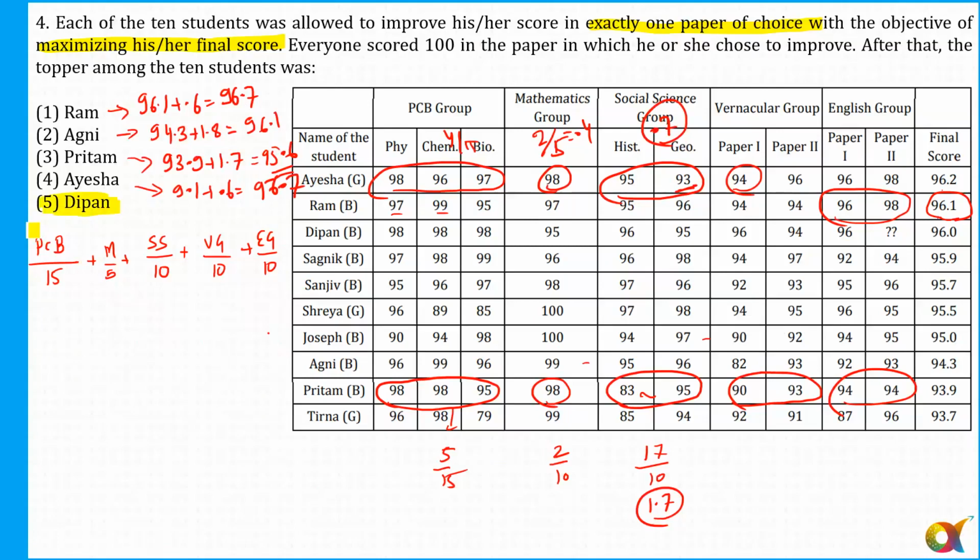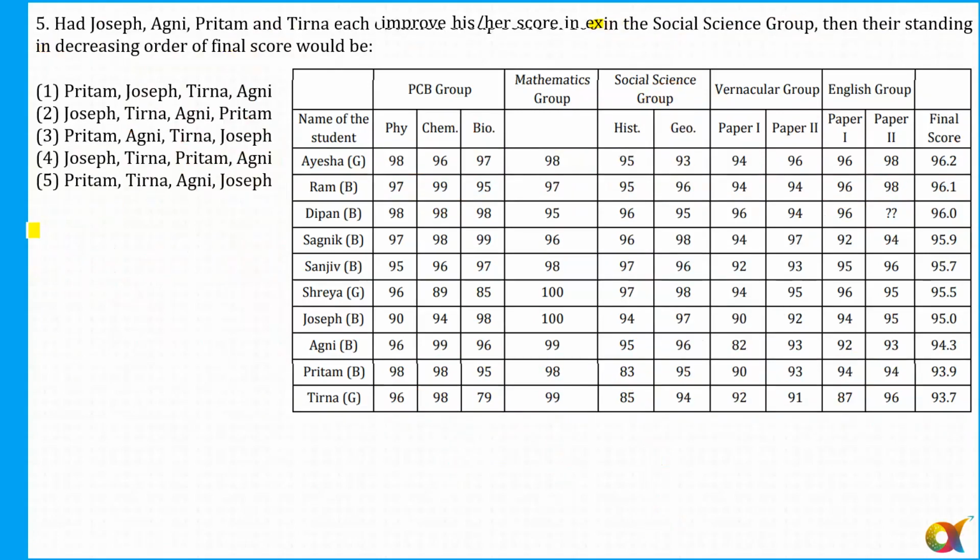Okay. Now let's come to question number 5. It says, had Joseph, Agni, Pritam and Tirna each obtained a group score of 100 in the social science group, then they are standing in decreasing order of the final score. So each obtained a group score of 100 in the social science group.